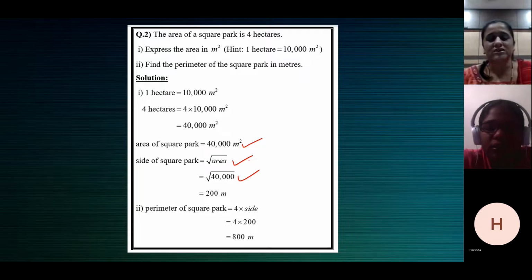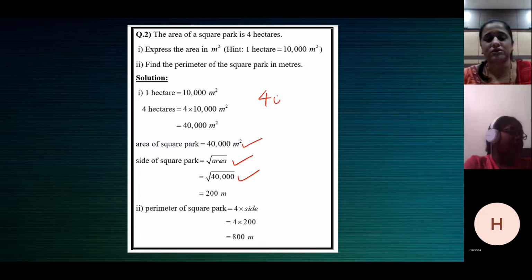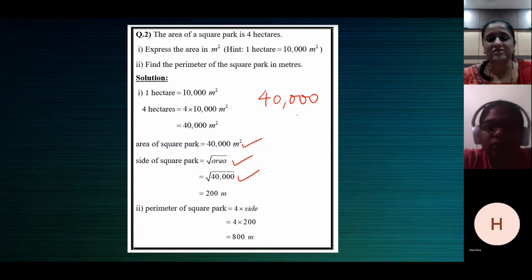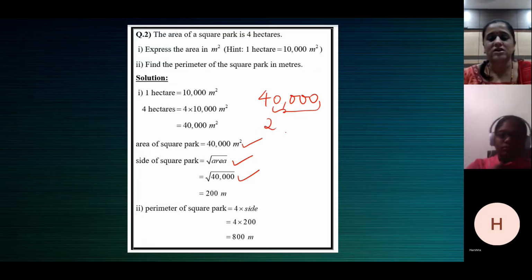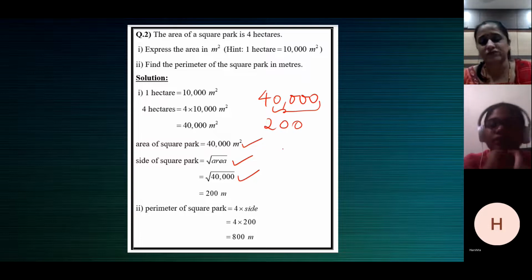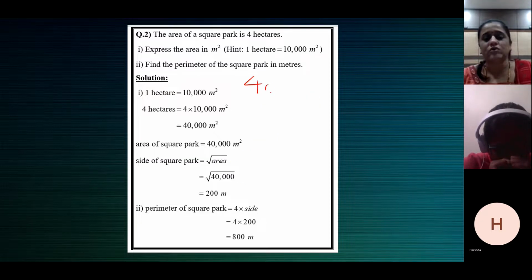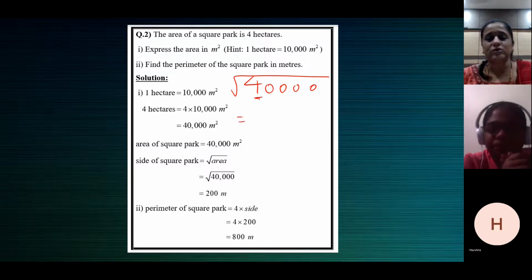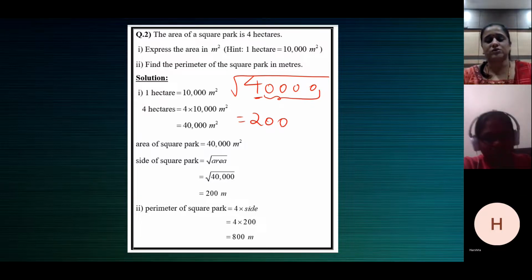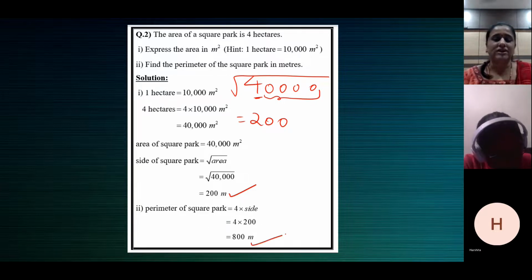You don't have to use the prime factorization method or the long division method. You can directly guess the square root of 40,000. The square root of 4 is 2 and the number has 4 zeros, so its square root will have 2 zeros, half the number of zeros. So 200 meters. Now the perimeter is 4 into side, 4 into 200, which is 800 meters.